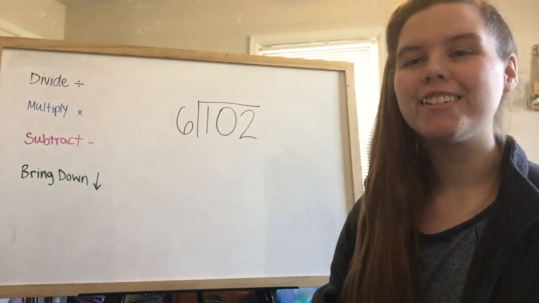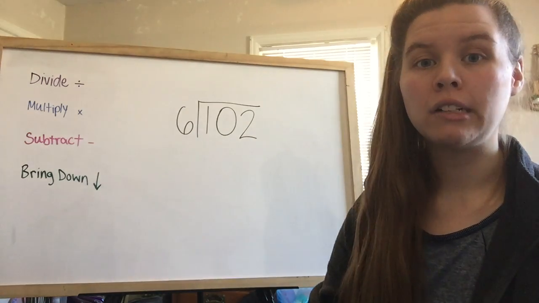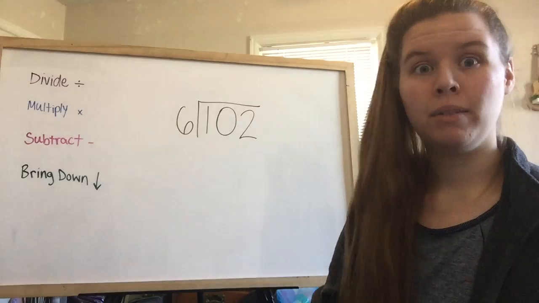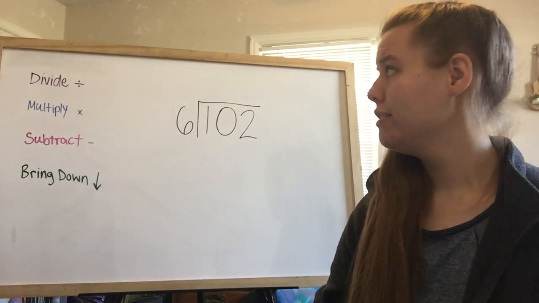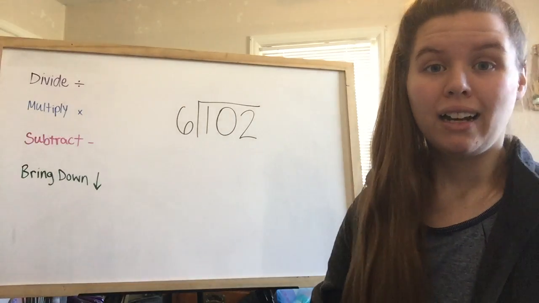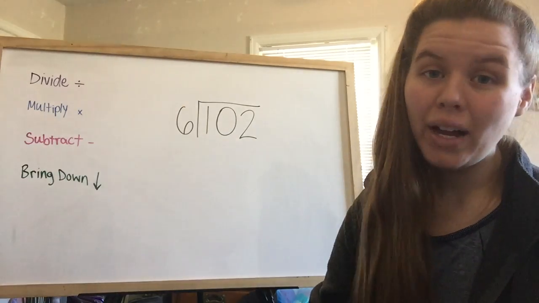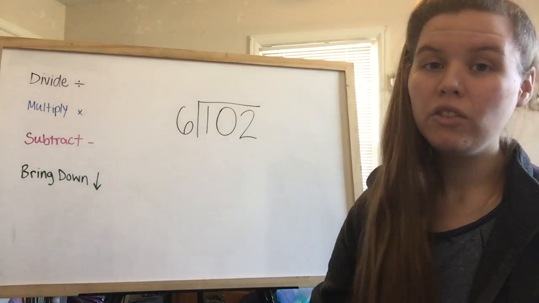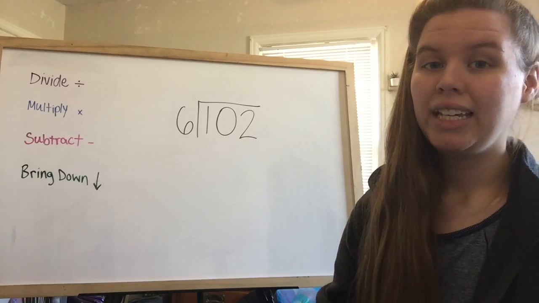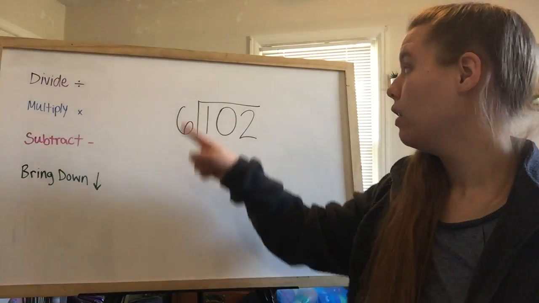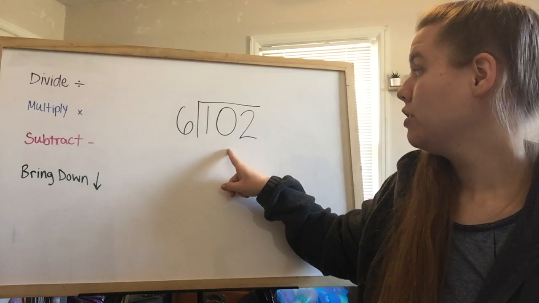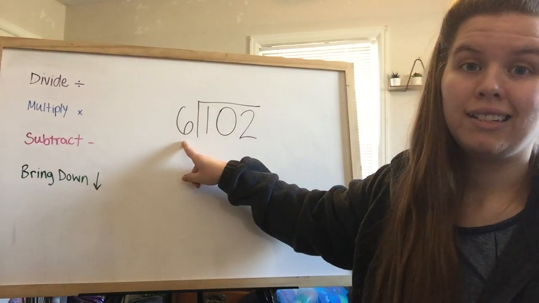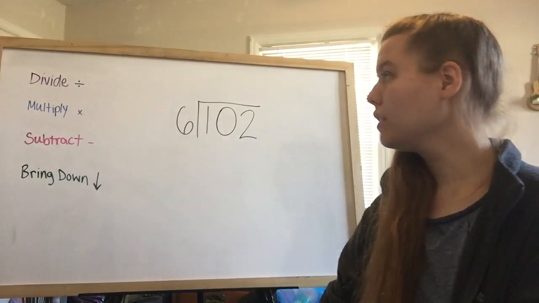All right, friends. Today we are going to be learning how to do long division. And you guys might be thinking, that seems really hard. I don't know how to do that. But I want you to know it's really not that bad, okay? We're going to look over some steps that we can do together, and that is going to help us figure out how on earth we can divide a big number like 102 by a number like 6, okay?